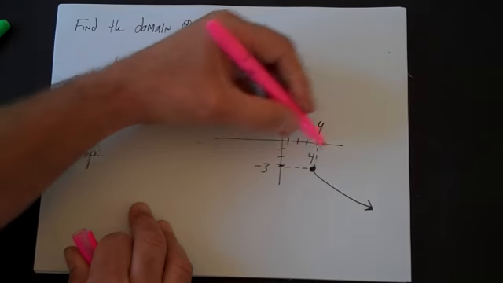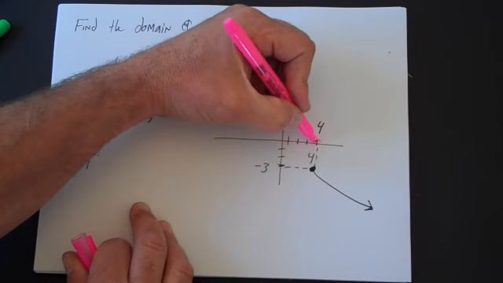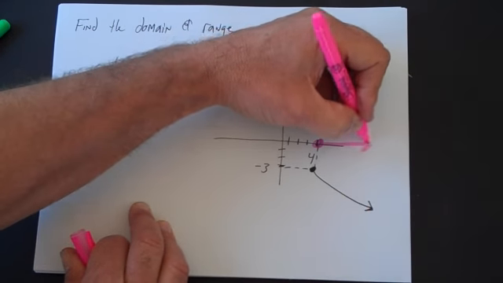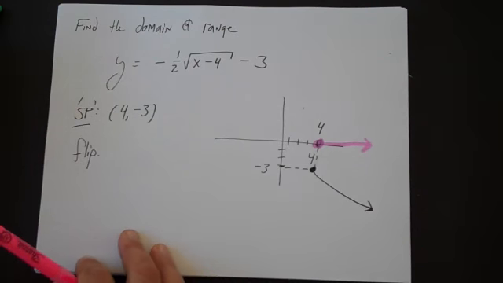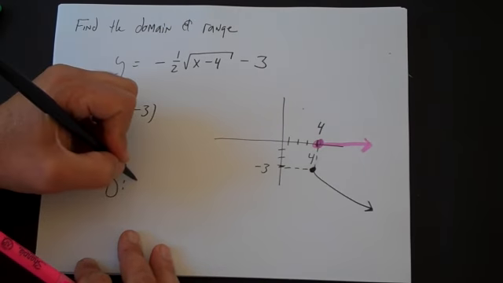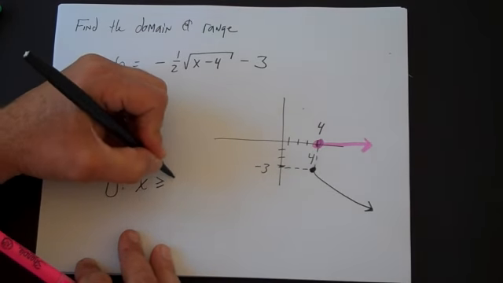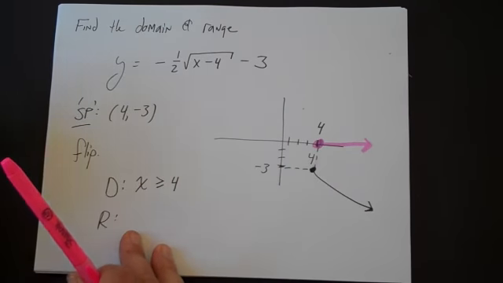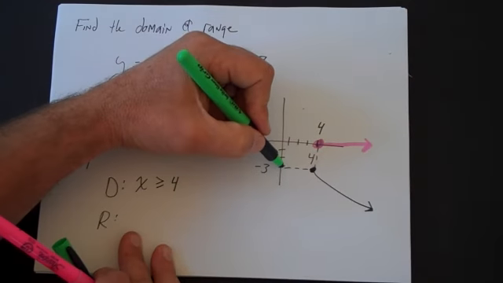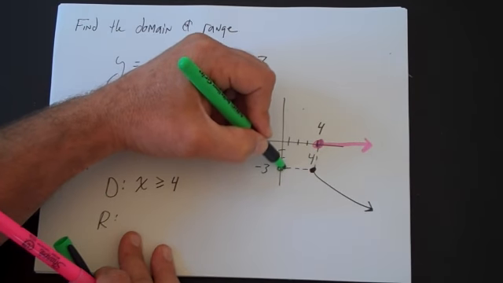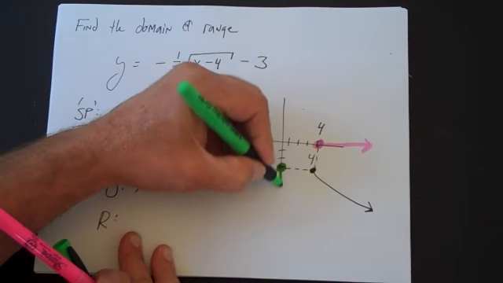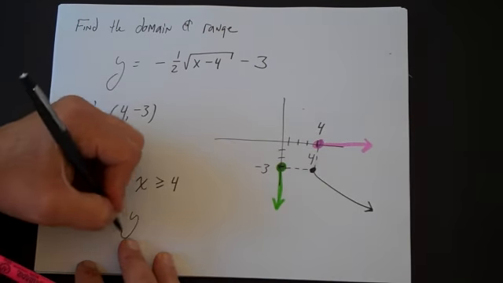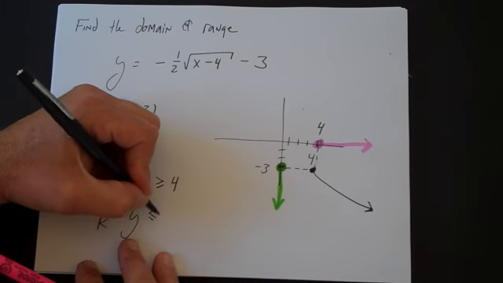The domain here is going to be everything from 4 more positive. So the domain here, x is greater than or equal to 4. Let's look at the range. The range is everything from -3 and then more negative. So it includes minus 3 and everything more negative than that. So it's y is less than or equal to minus 3.